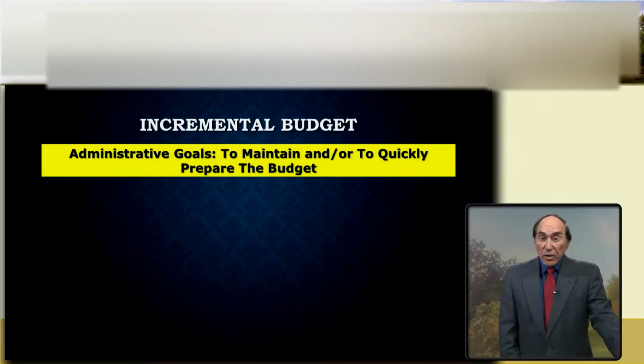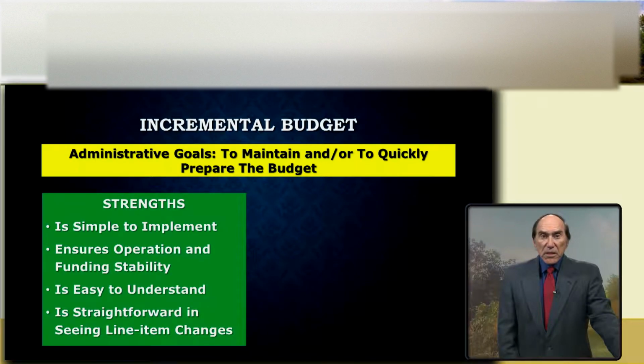Incremental line item or traditional budgeting is a budgeting process based on slight changes from the preceding year's budgeted line items. This is the most common budgeting approach for schools. When program maintenance is the administrative goal or preparation time is an issue, the district should utilize this budgeting approach. Incremental budgeting is simple to implement based on a recent verifiable budget, ensures that departments operate consistently with stable funding, and is easy to understand as well as straightforward for stakeholders to see line item changes.